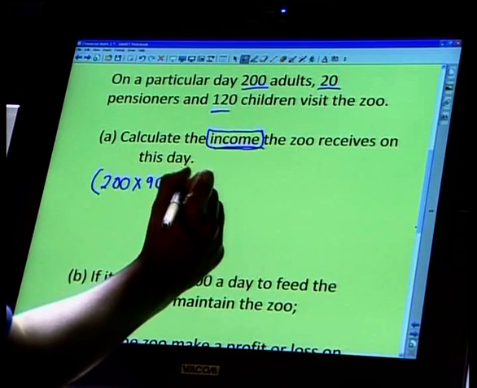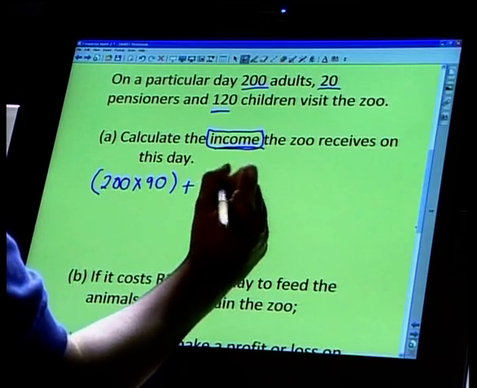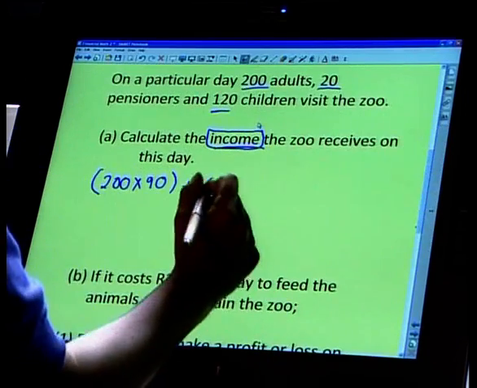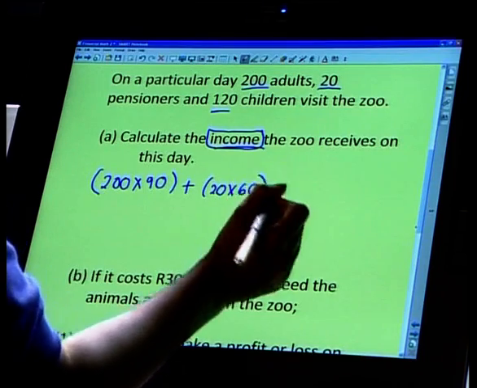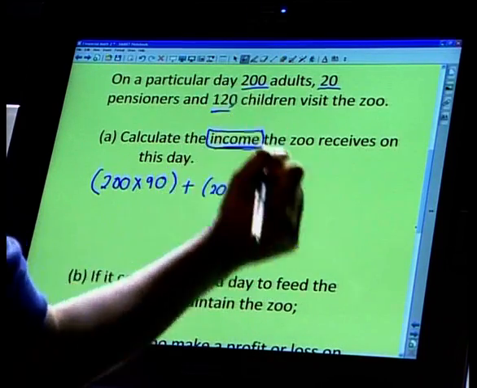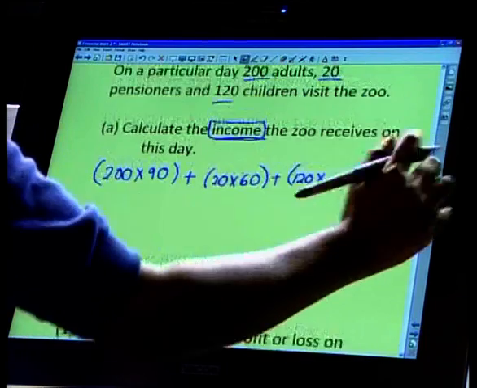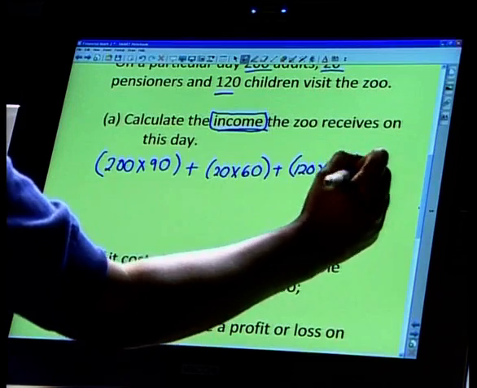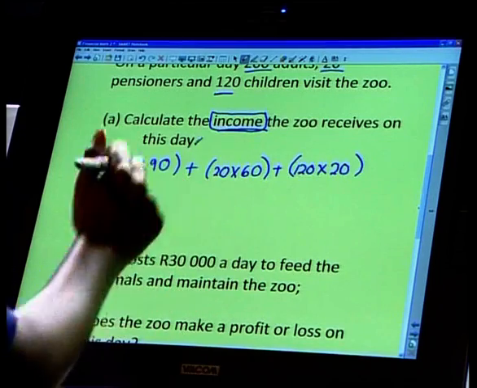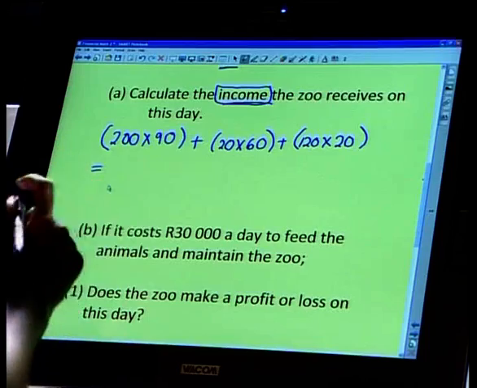I then need to add to this the total amount that the pensioners pay. And we know there are 20 pensioners, and each of them has to pay 60 Rand. So in total, they would pay 20 times 60 Rand. That's the amount of money they're going to get from the pensioners. Then there are 120 children, so they each pay 20 Rand to get in. So we need to times 120 by 20 Rand to see in total what the children would contribute to the income of the zoo. We can then times each of these brackets and then add all the answers together.